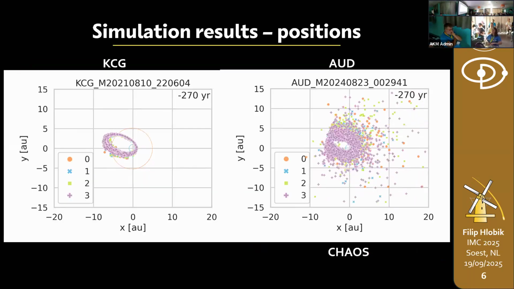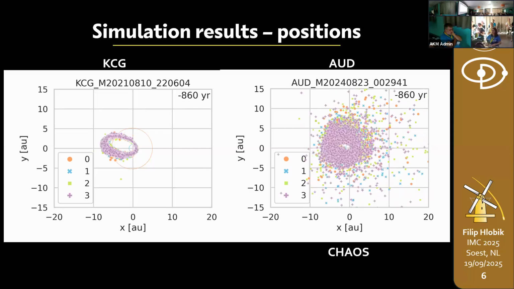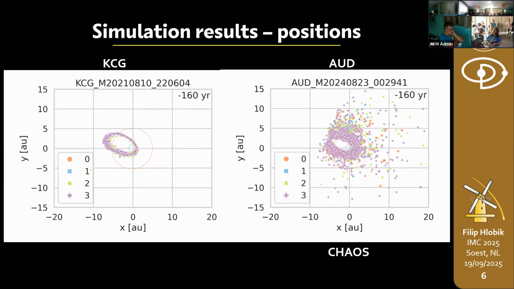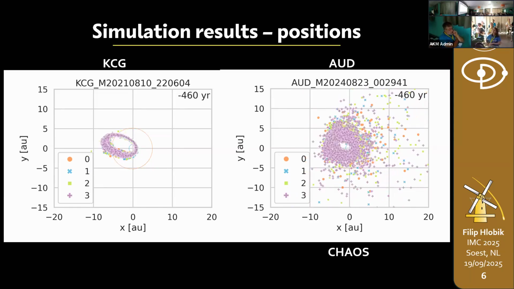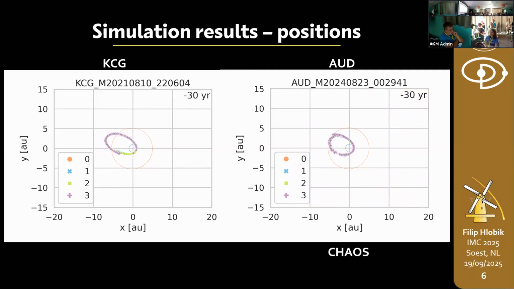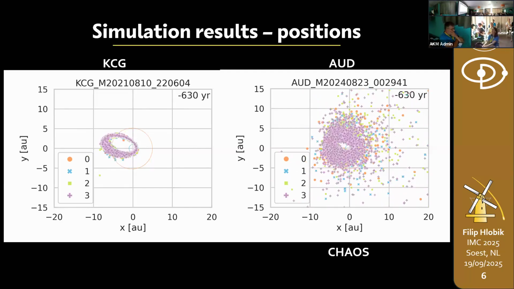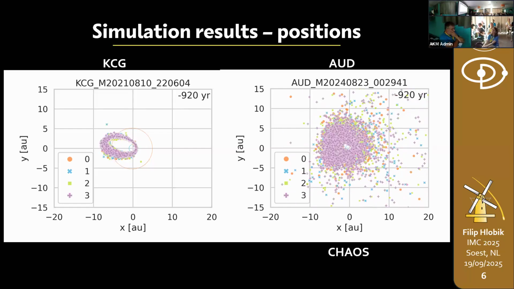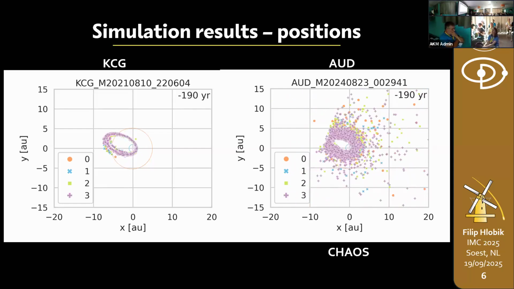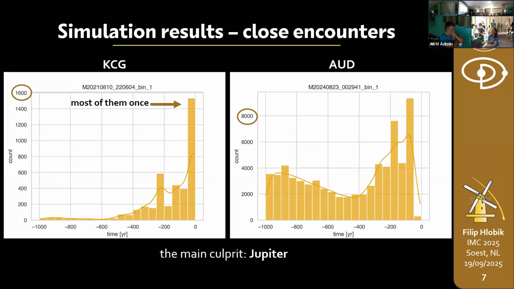Now getting to the results. As we heard in the previous presentation, the phase space is quite chaotic, which is quite evident in the August Draconid simulation, a bit less evident in the Kappa-Cygnid, but still. The source of this chaos for these particles is mainly Jupiter and close encounters with other planets, but Jupiter is the main perturber.